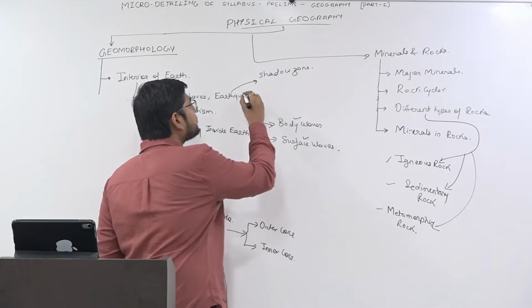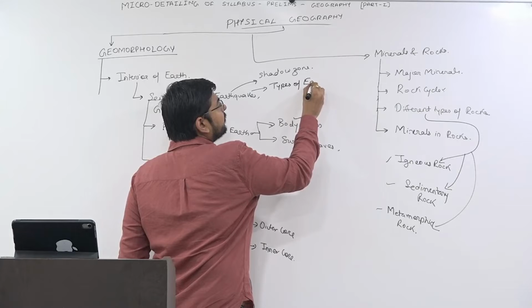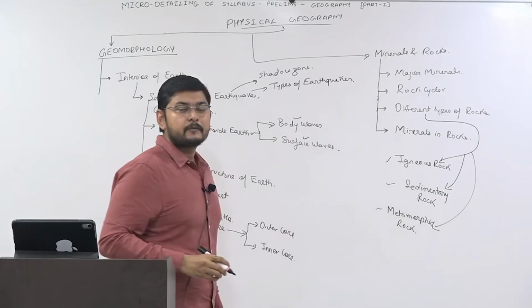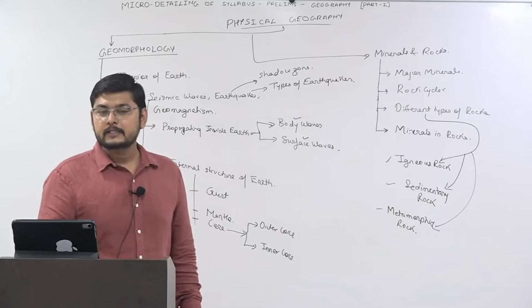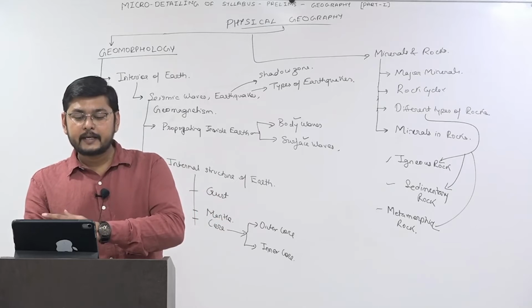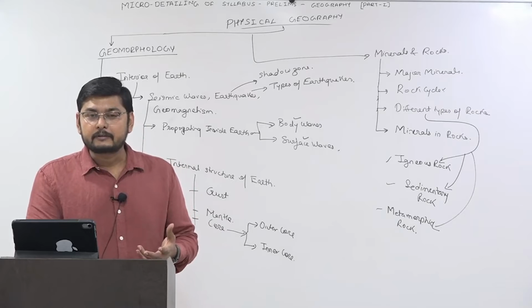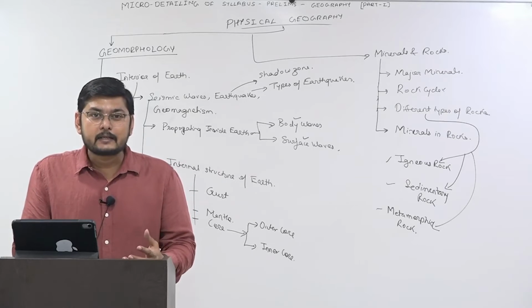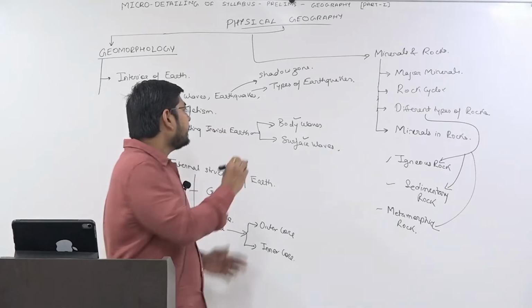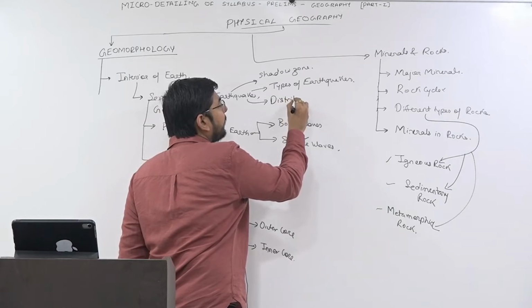What are the different types of earthquakes? How do these different types of earthquakes occur? What are the natural causes of earthquakes? What are the anthropogenic causes of earthquakes? What are the effects? What is the frequency of earthquakes? How can we locate the epicenter of an earthquake? What is an epicenter? Then we study an important part, that is the distribution of earthquakes.